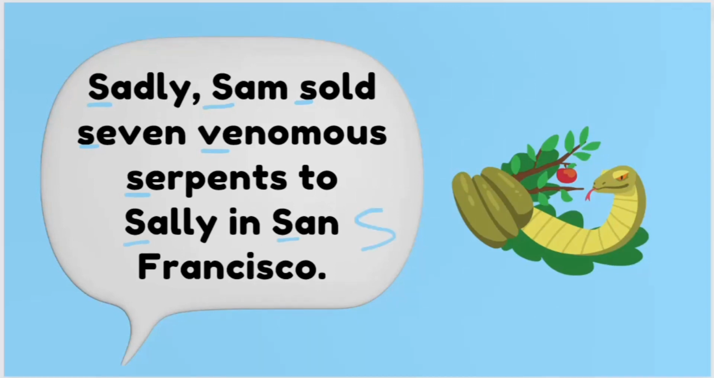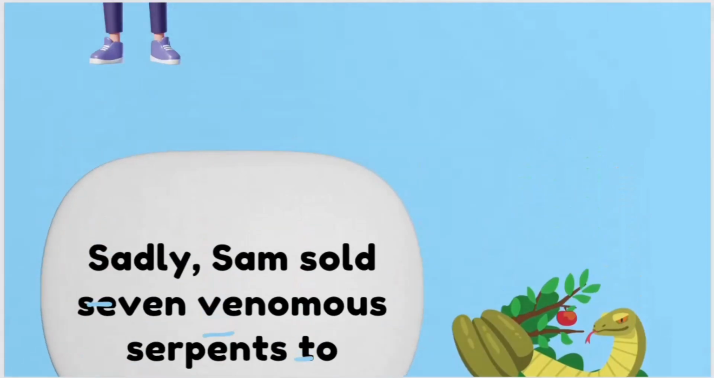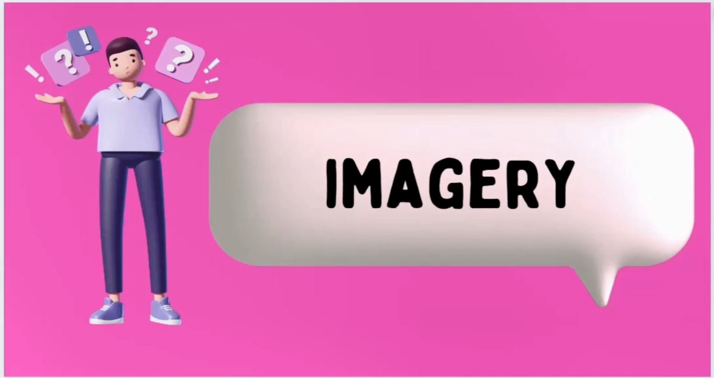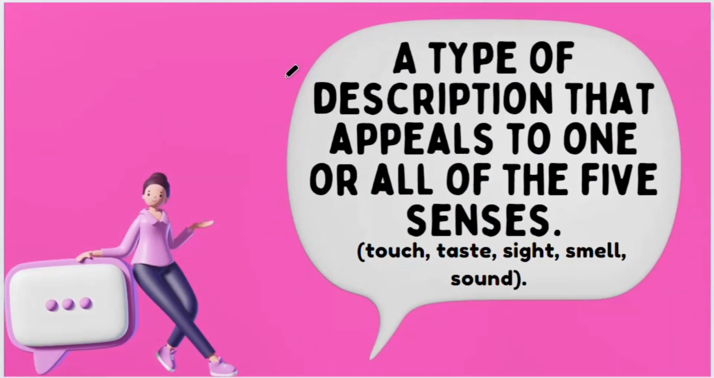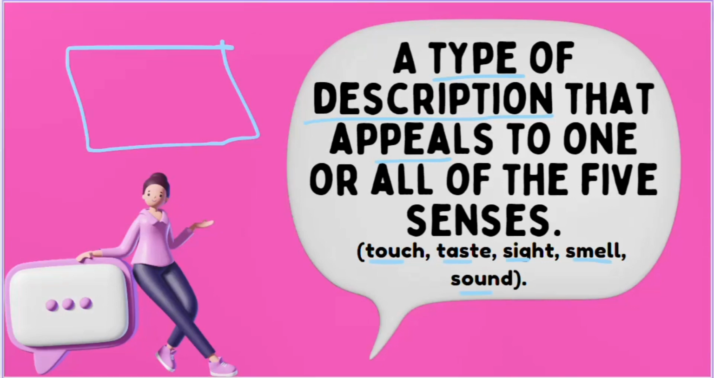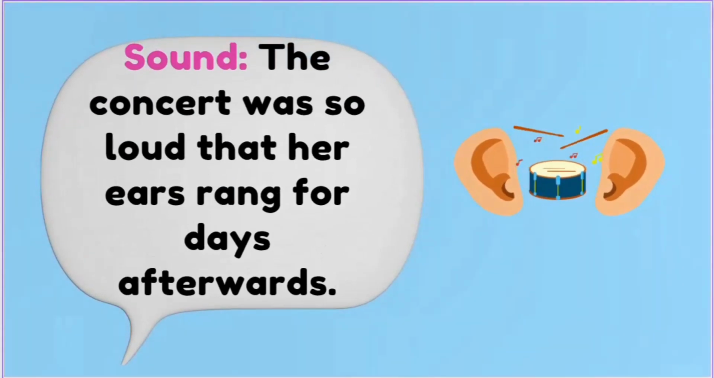And now we have the next device that is called imagery. What happens in imagery? How to use it? Imagery is a type of description that appeals to one or all of the 5 senses. It is something just like show don't tell with the use of senses. In descriptive writing, we use imagery a lot because we need to create a picture of our place or whatever we are experiencing as an author in the minds of our readers. So let's see some examples to understand it better.